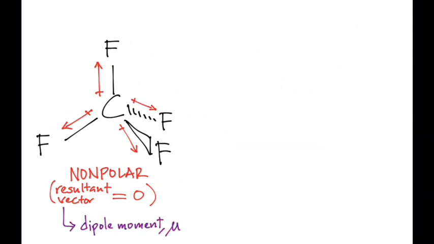And this resultant vector is also known as dipole moment, and it has this symbol which is similar to a micro sign.